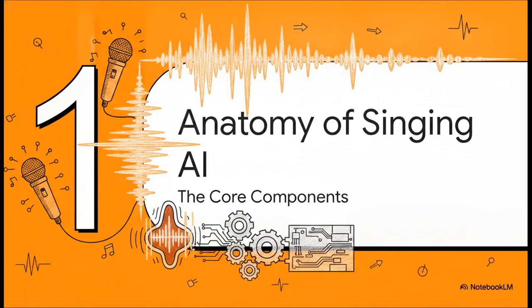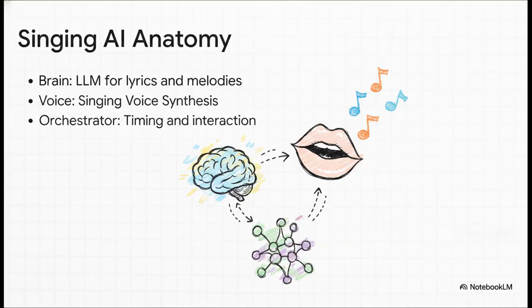Section 1. Anatomy of Singing AI. I absolutely love using the analogy of human anatomy here because it just perfectly describes how these components bring a digital pop star to life. The whole system is basically broken down into three main organs. First, you have the brain. This is your large language model, or LLM. Its job is to think, write the lyrics, and essentially plan out the musical intent. Then we have the voice, which handles the singing voice synthesis. We'll definitely talk more about that in a second, but think of this as the vocal cords of the operation.